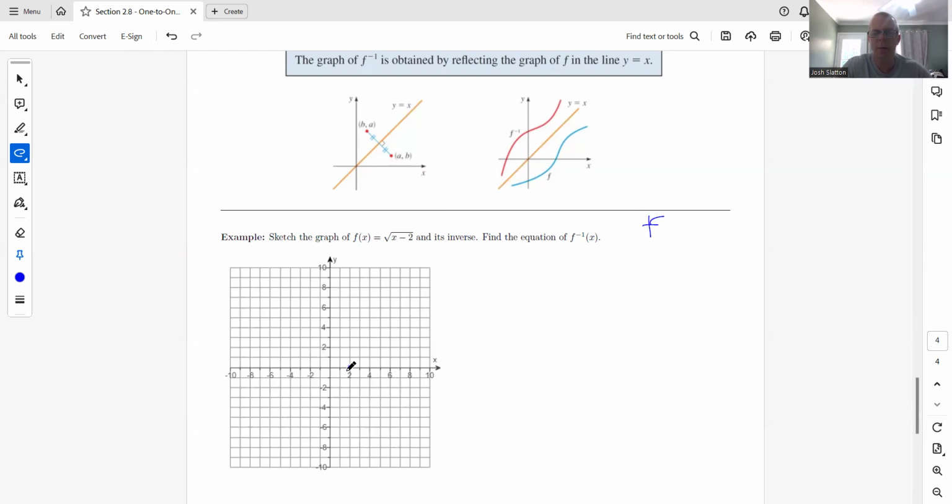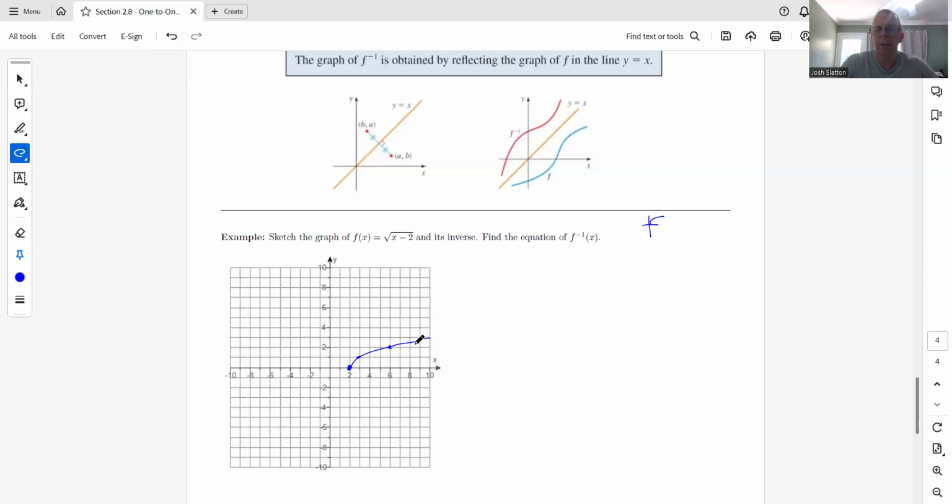And so let's plot a couple of these points. So (2, 0) would be a point. What about when x is 3? That would give 1. And we won't do all of these because you cannot take the square root of all of these, or at least it'd be kind of ridiculous to try to plot them all. The next one we could do would be 6, and that would be at 2. And let's see, that's the last one we can do there. So there is that graph.